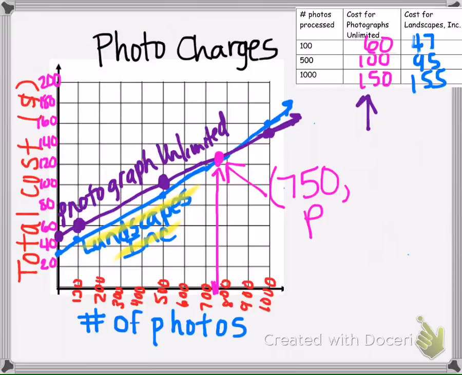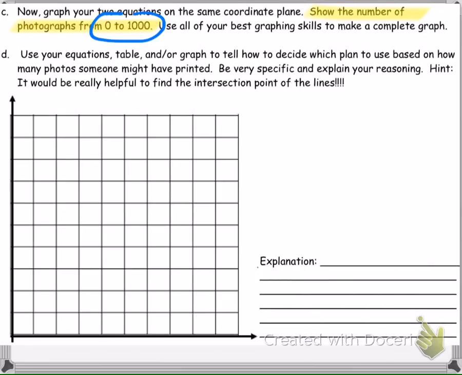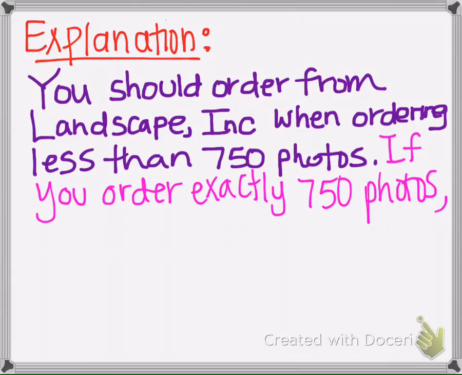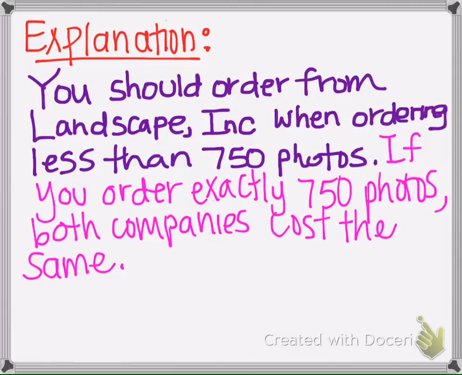Now, if you want to order exactly 750 photos, notice that this point is on both lines, so the cost is going to be the same. So if you order exactly 750 photos, both companies cost the same.